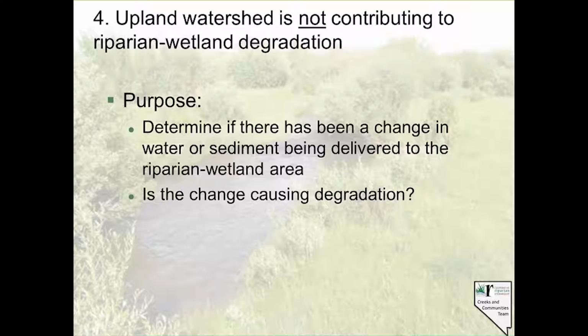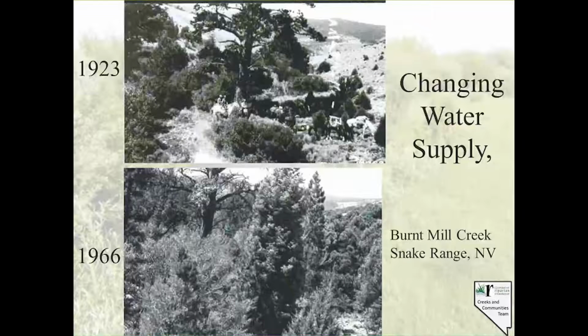So here's an example of changing water supply based on the changing vegetation in the uplands. If you had a wet meadow down in the middle of this valley here, and between 1923 and 1926 the density of the conifers in the uplands increased, like it's shown in this photo, they start to use more water. Less of that water gets down to support the site that you're assessing. That's an example where you might say that the uplands are causing degradation at my site if you've seen that site shrink.